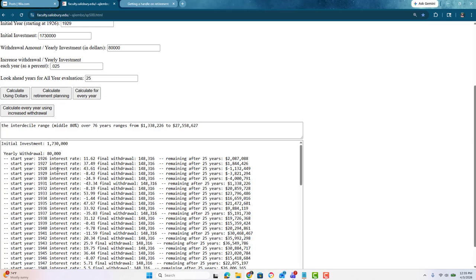You would increase it by 2.5%. So by the time you're 87, you'd have $2 million. You would have been withdrawing $148,000. Now, the other thing I did is I included what I call the interdecile range.